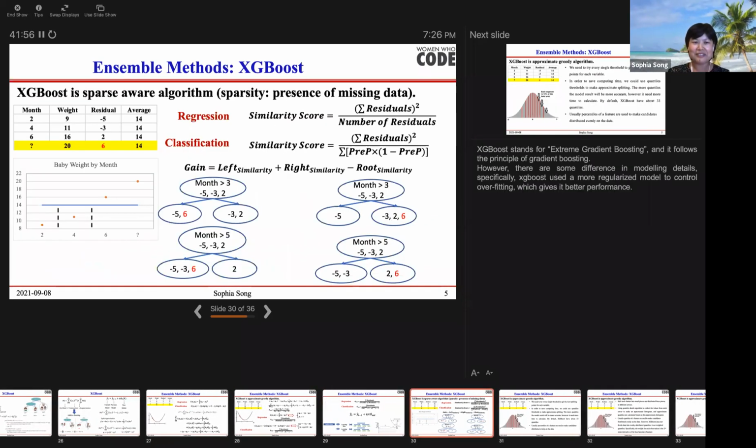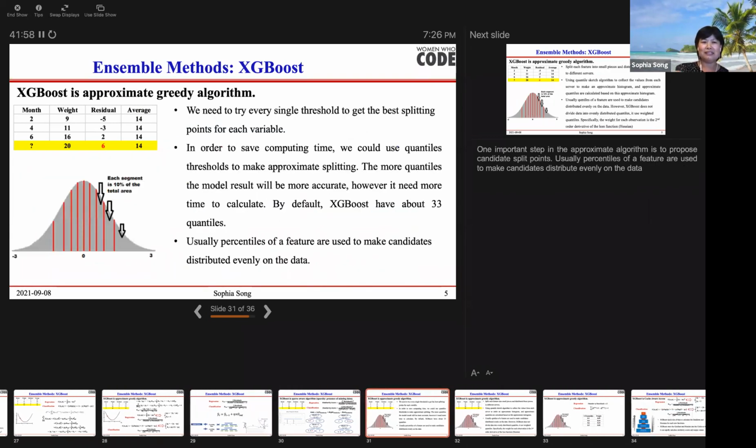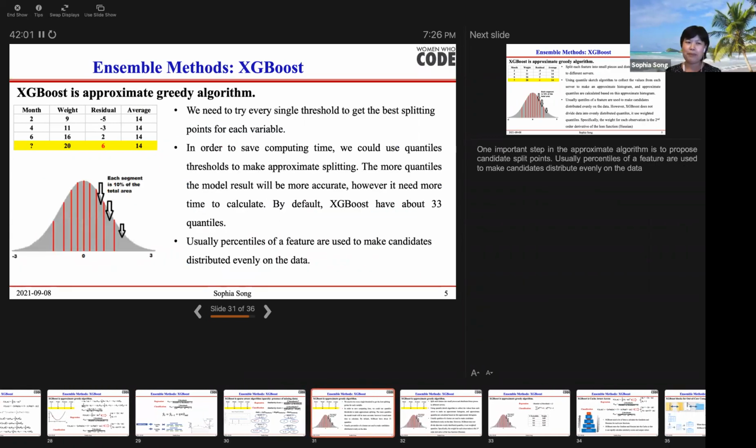Yeah. So actually there is another thing here, because XGBoost is a great algorithm, right? Here we try each threshold to do the splitting, trying to figure out which is the optimized model. However, if you have a very big model or big data, it's very time consuming and not easy to handle. So based on that, they use percentiles. For example, you can use quantiles to do the splitting.